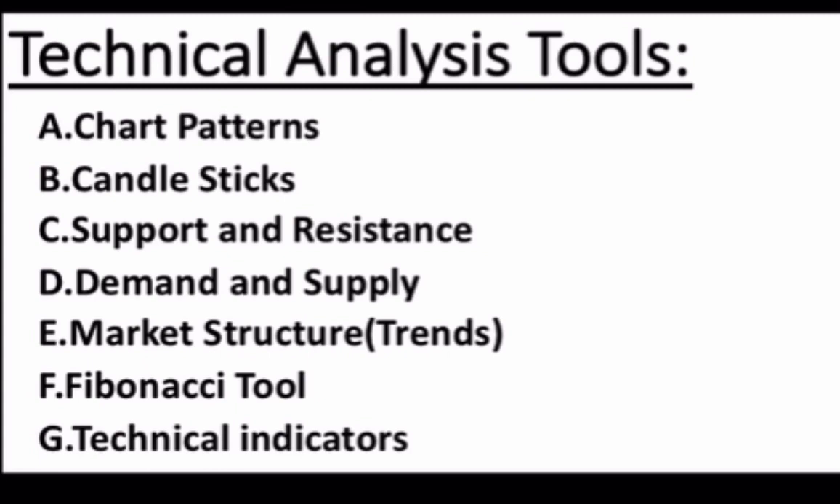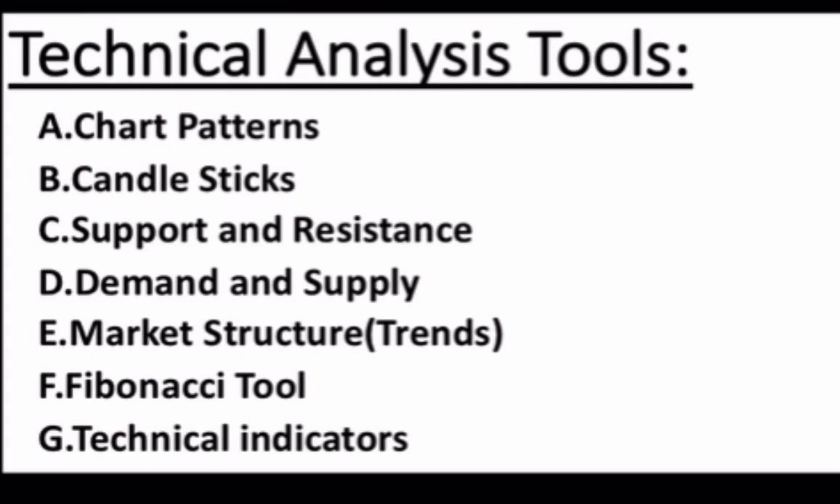Then we have support and resistance. I've discussed support and resistance in our videos. We also talked about demand and supply. Demand and supply are also very important technical analysis tools. Then we also have the market structure, where we talk about trends, uptrend, downtrend, and then the ranging market. Then we also have the Fibonacci tool. I've discussed support and resistance, demand and supply, and market structure in my videos; you can see them outlined already. I also discuss the Fibonacci tool, which is a very important technical tool that is also used.